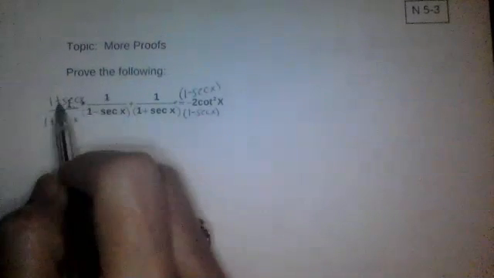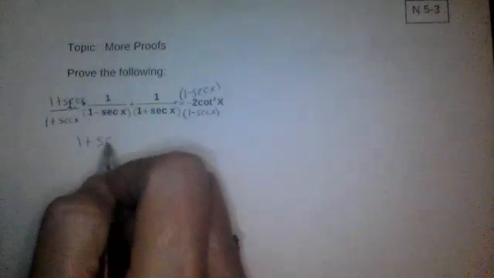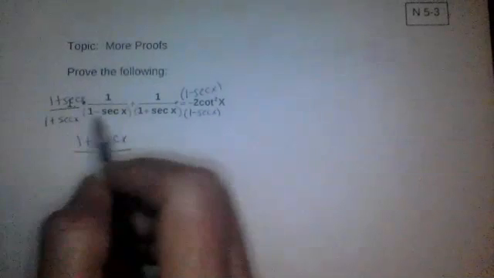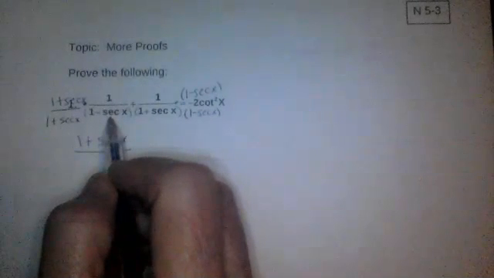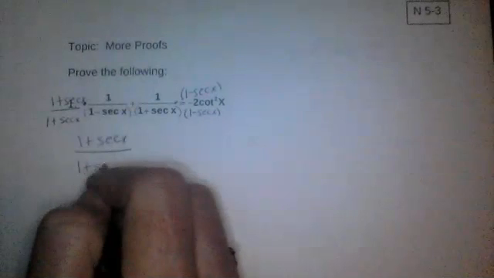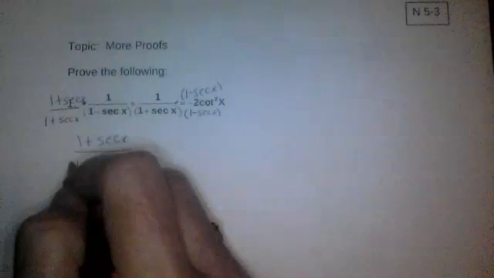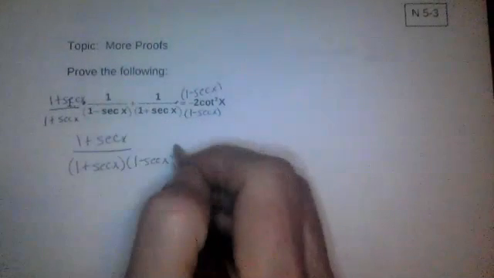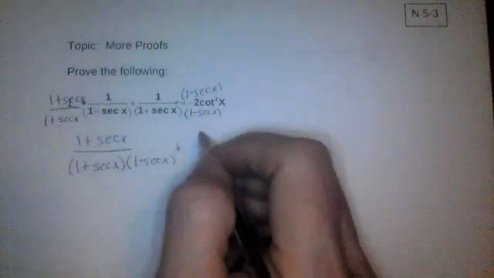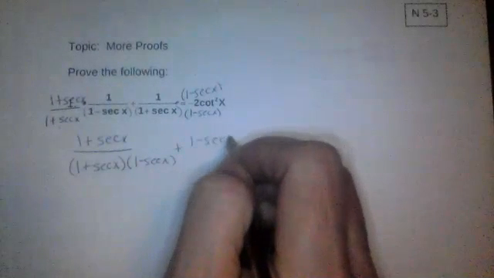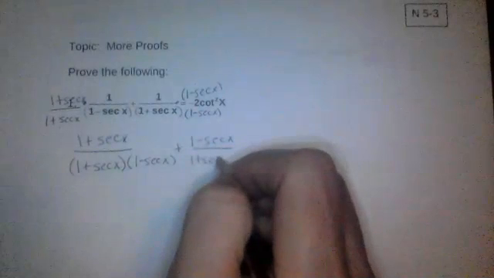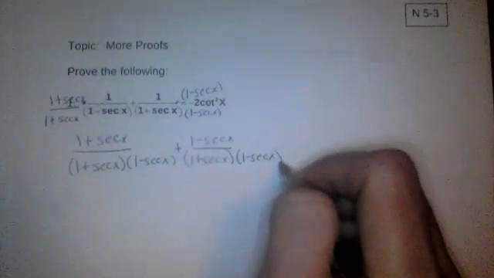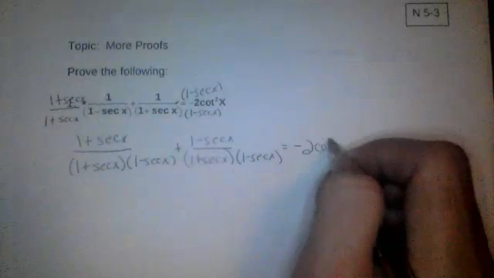Alright, so 1 times 1 plus secant is just 1 plus secant x. On the denominator, I get 1 plus secant times 1 minus secant. Then I have plus, and then 1 times 1 minus secant is just 1 minus secant x, over 1 plus secant times 1 minus secant, equals the right-hand side.